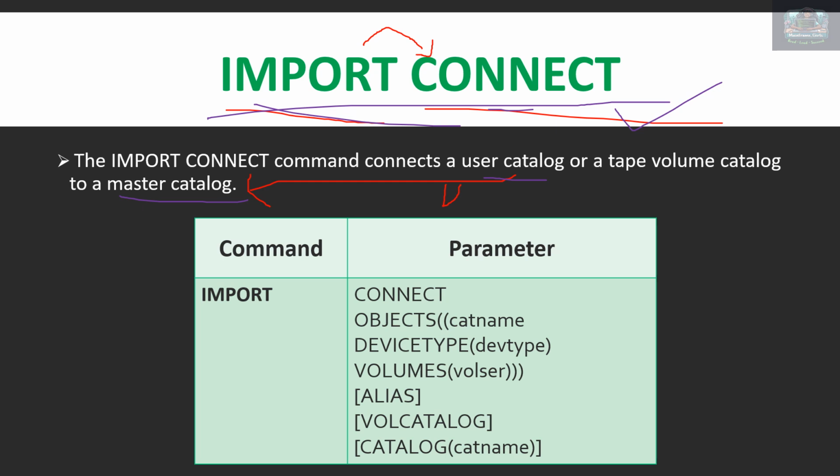Let's see the parameters. We have connect, obviously, and objects. In objects, you have to keep the catalog name which you want to get connected. Device type and volume are mandatory in import connect. And these are optional parameters: alias, pool catalog, and catalog. These will be needed if you are connecting between two user catalogs or a tape catalog, like that, if it isn't directly to a master catalog.